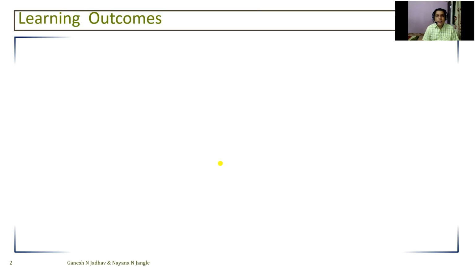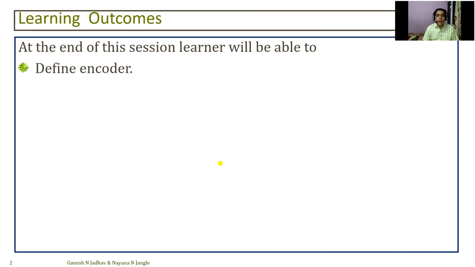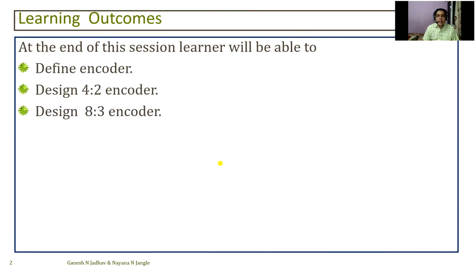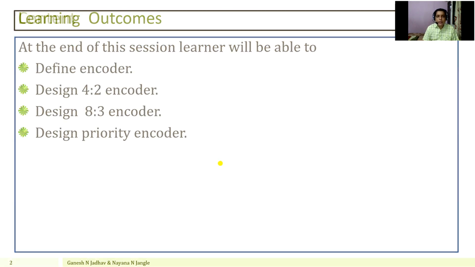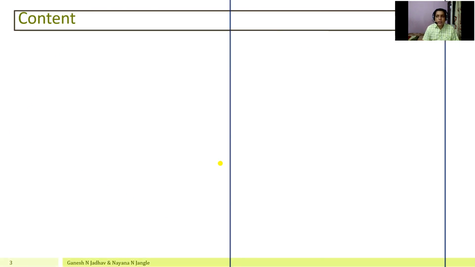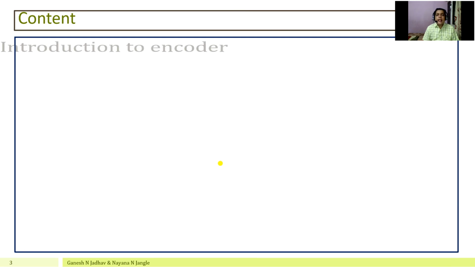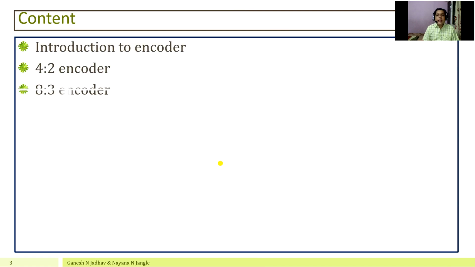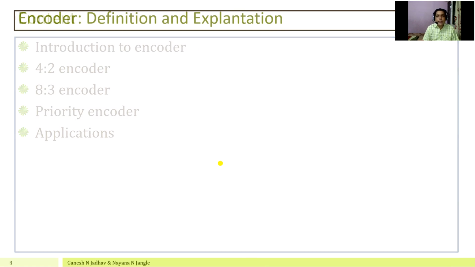So what are the learning outcomes of this session? At the end of this session, the learner will be able to define encoder, design 4 to 2 encoder, design 8 to 3 encoder, and design priority encoder. The contents for today's session are introduction to encoder, 4 to 2 encoder, 8 to 3 encoder, priority encoder, and applications of encoder in digital electronics.